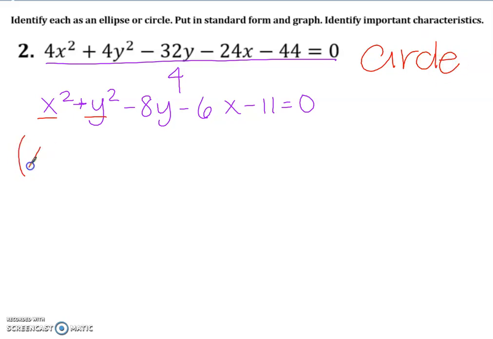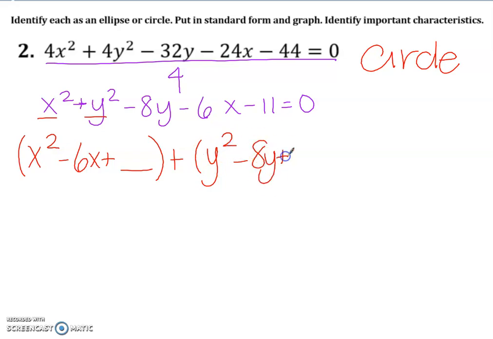So just like we did in the last problem, I'm going to group my x's, set it up for completing the square, group my y's, set it up for completing the square. My constant is not on the right side, so I'm going to move that over by adding it over, and we're ready to go. Okay, so b divided by 2 squared. I'm doing this to create my perfect square trinomial. That's -3. -3 squared is 9.